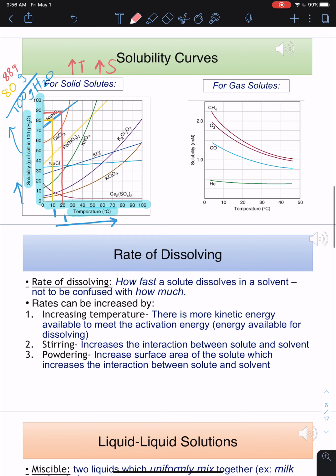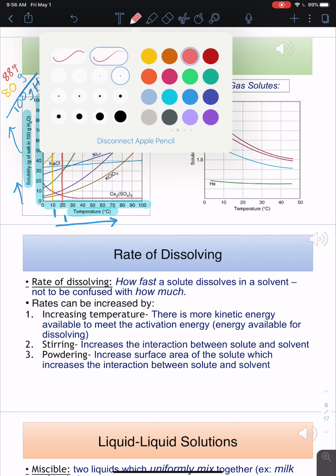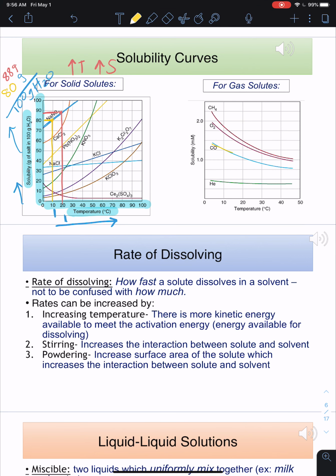For the gas solutes, it's the complete opposite. So we'll look at carbon monoxide. So that's a terrible line. I can just erase that.